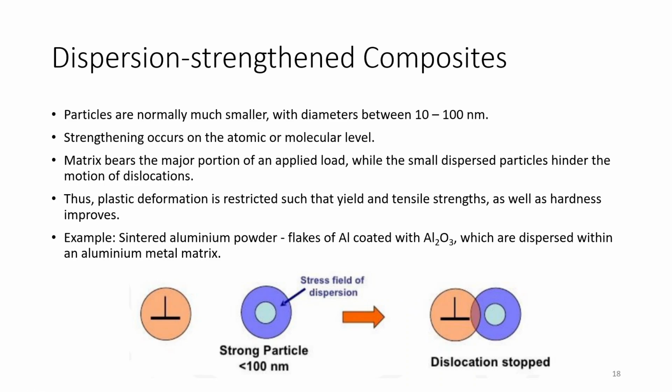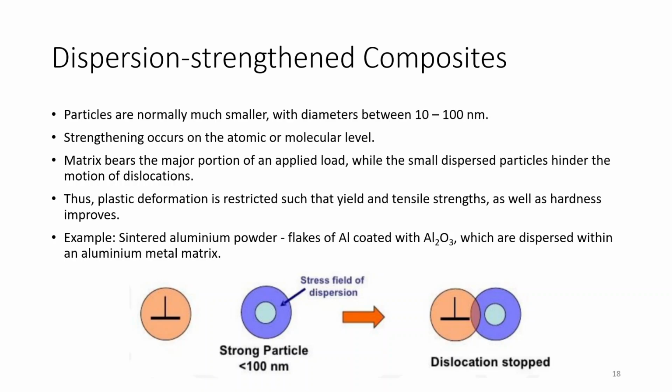Next is dispersion strengthened composites. So particles are normally much smaller. This is the size of your reinforcements, with a diameter between 10 to 100 nanometers, and the strengthening occurs on the atomic or molecular level. The matrix bears the major portion of an applied load, while these small dispersed particles hinder the motion of dislocations. Thus plastic deformation is restricted, such that yield and tensile strengths as well as hardness improve.